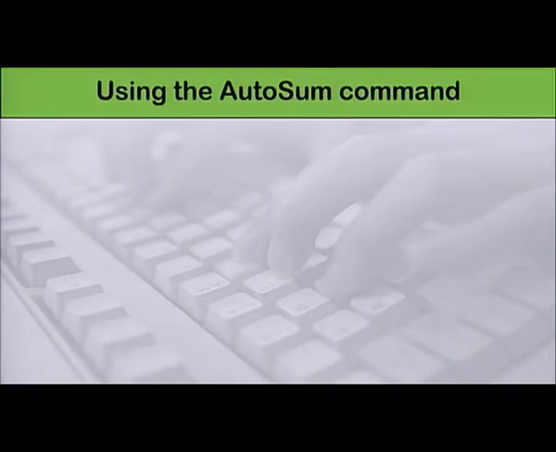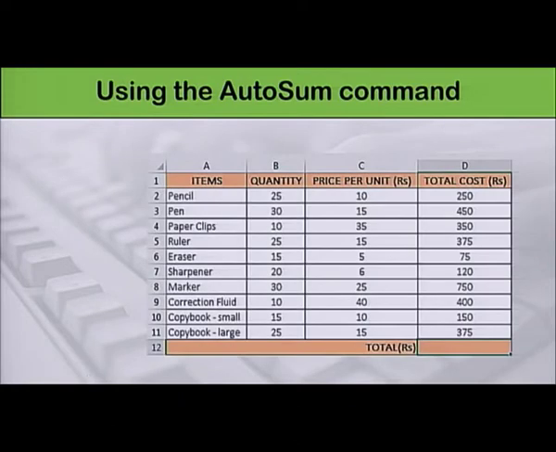Now we are going to use the Autosum command to insert the most common functions into your formula. In our first example, we will use the sum function to calculate the total cost for a list of recently ordered items. Select the cell that will contain the function. In our example, we will select cell D12.